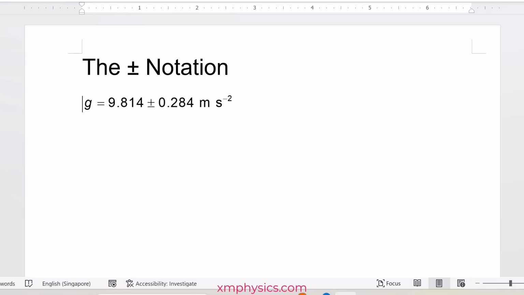Firstly, the uncertainty is just an estimation, so it deserves only one SF. So instead of 0.284, we are going to write it as 0.3, yeah? 0.3 only. Now, since the uncertainty is written to the nearest 0.1, so must the measurement itself. So instead of 9.814, we have to round it off to 9.8.